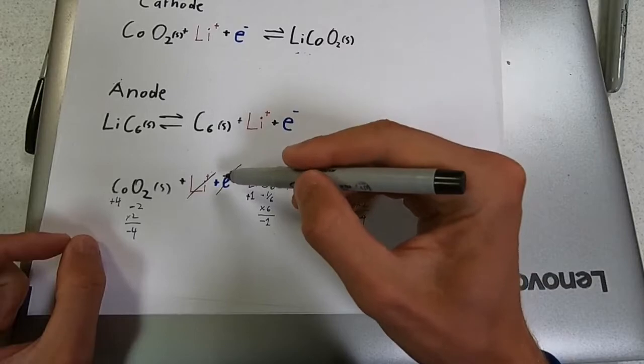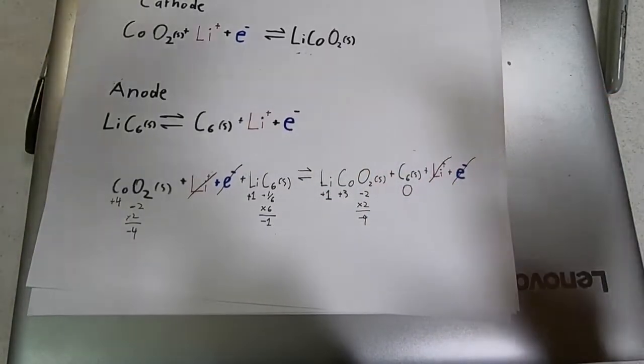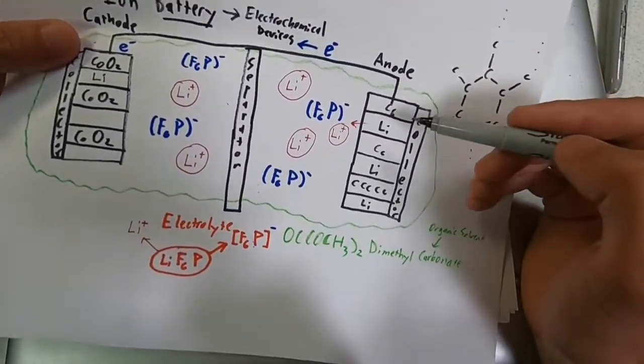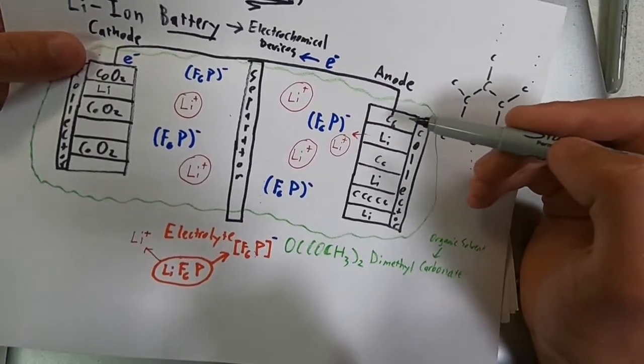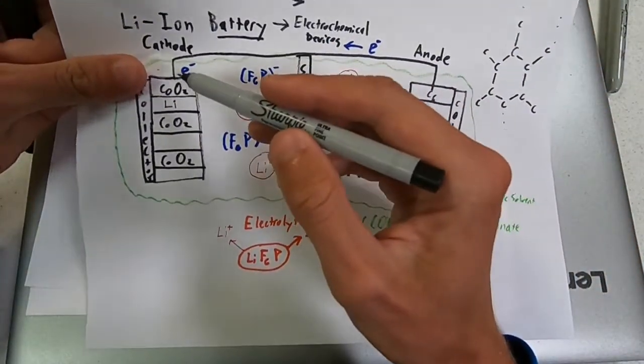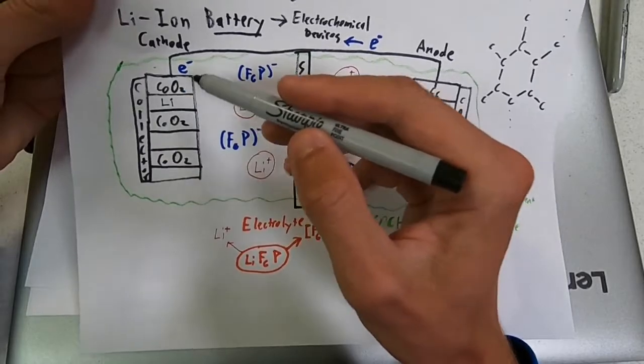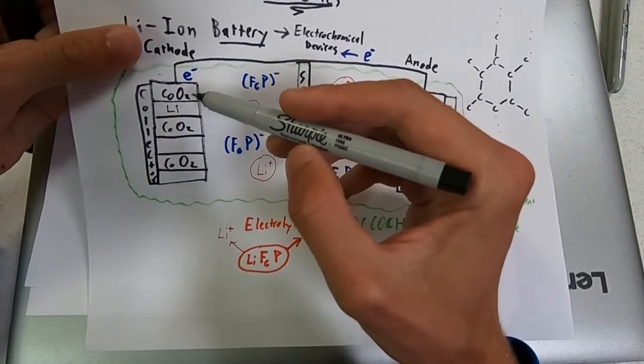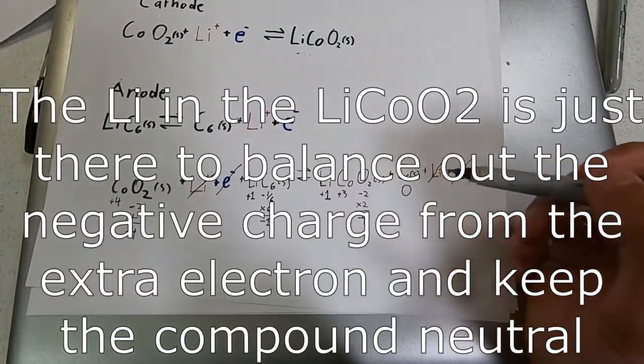So therefore that electron is going to go over to the cathode side, where this cobalt is going to welcome it with open arms and then form this lithium cobalt oxide here.